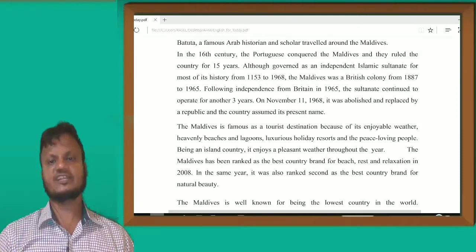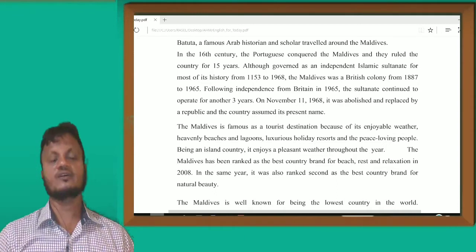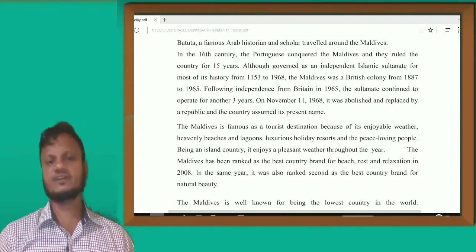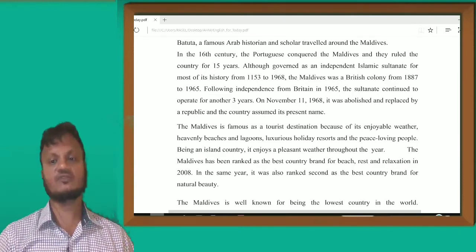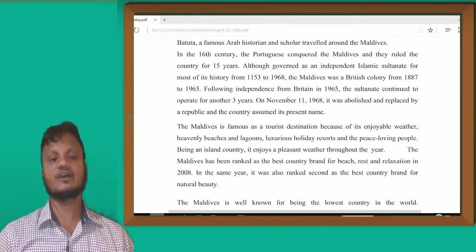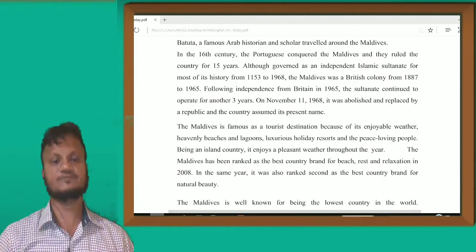Although governed as an independent Islamic sultanate for most of its history from 1153 to 1968, the Maldives was a British colony from 1887 to 1965. Following independence from Britain in 1965, the Sultanate continued to operate for another 3 years. On November 11, 1968, it was abolished and replaced by a republic, and the country assumed its present name.